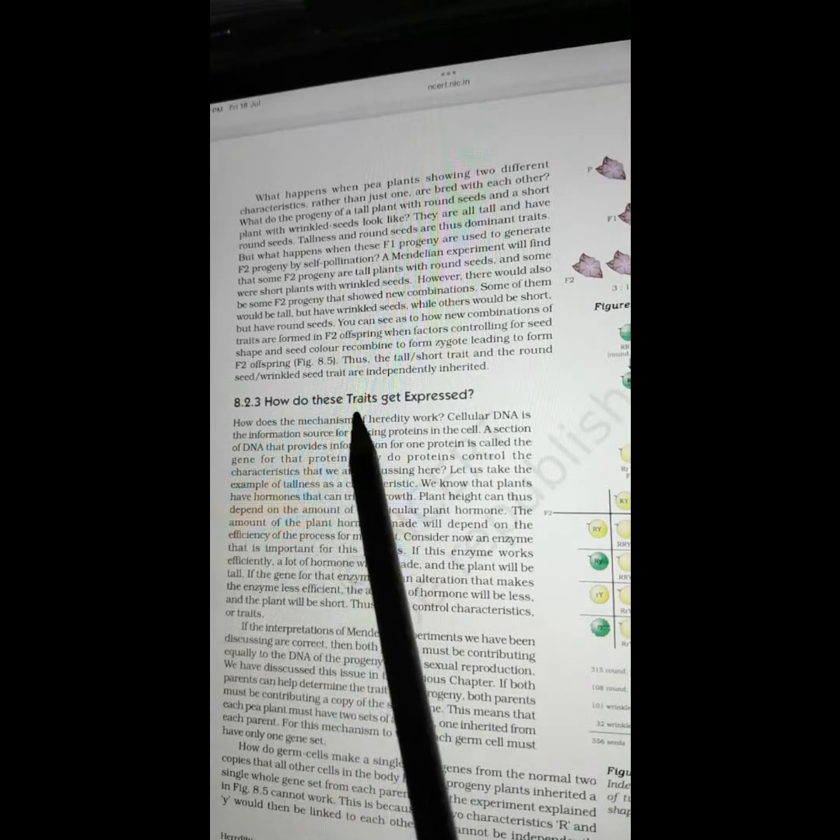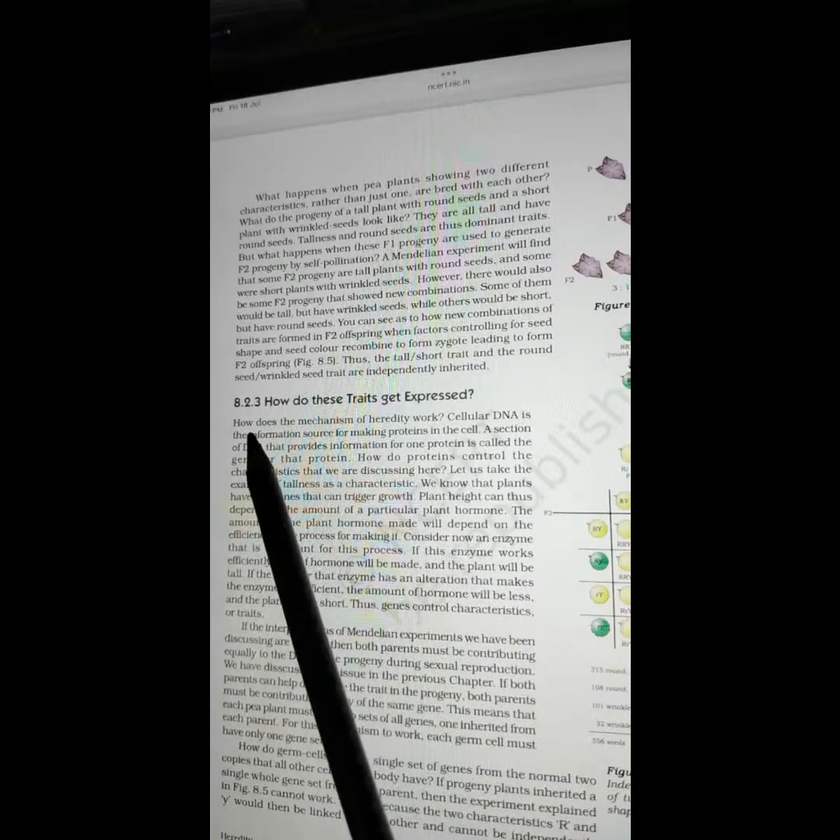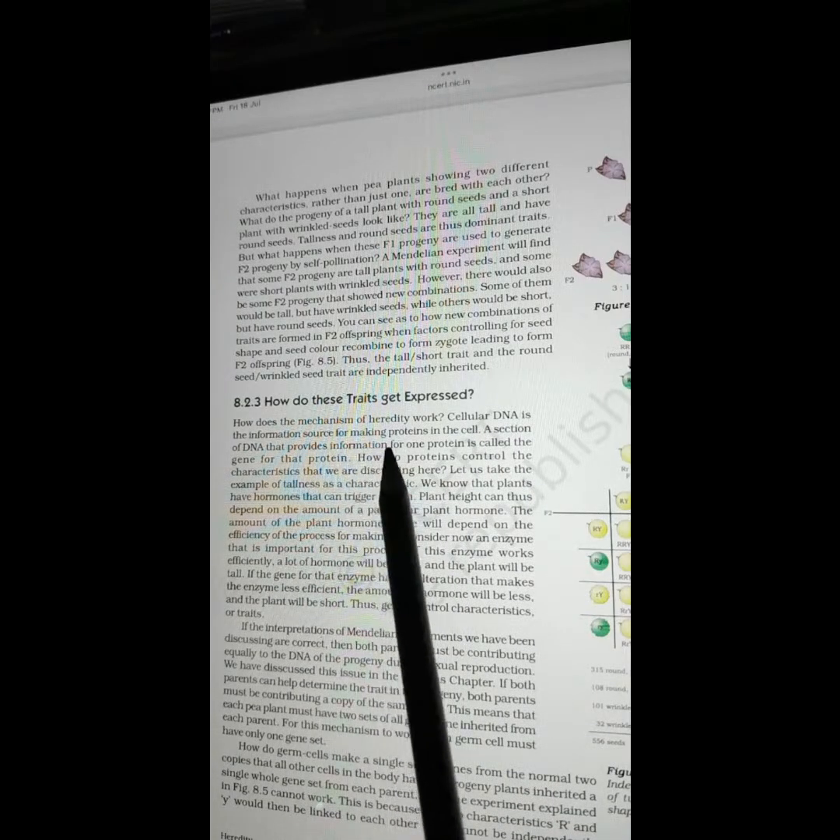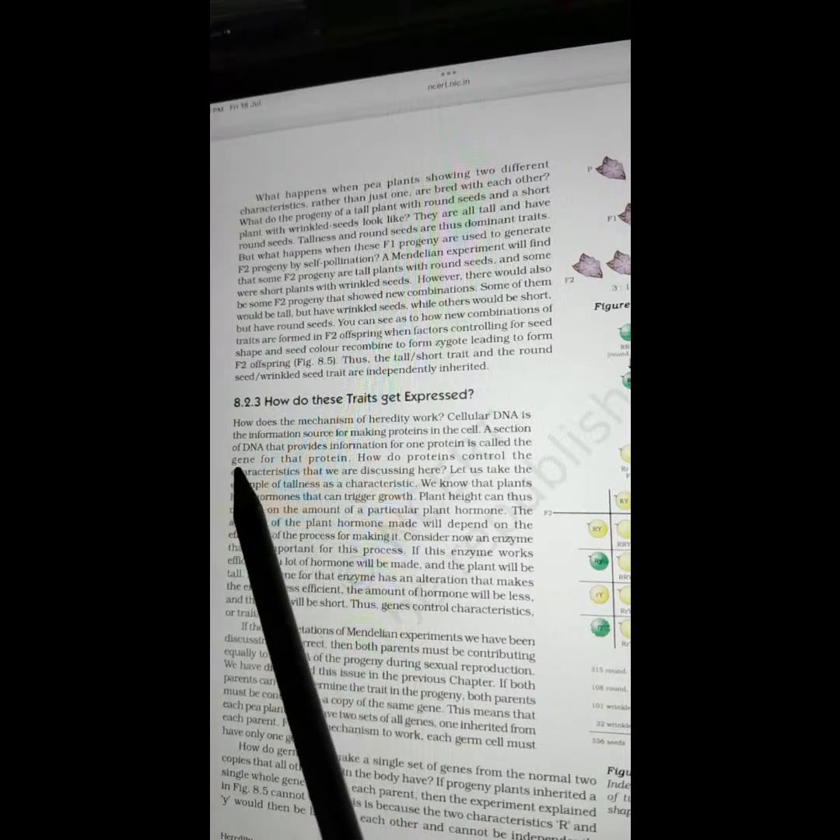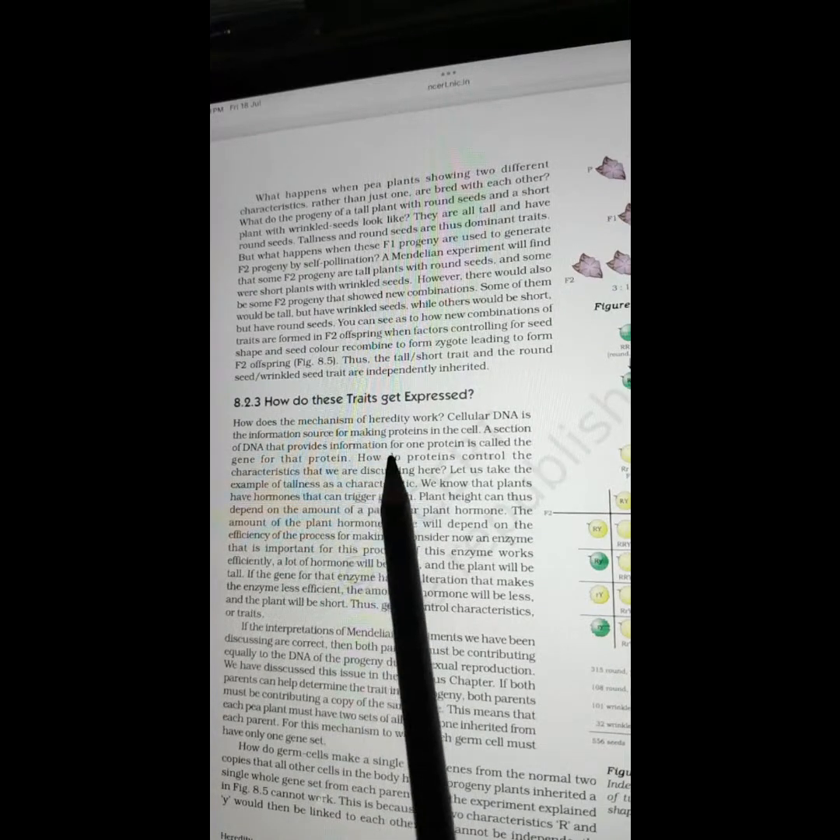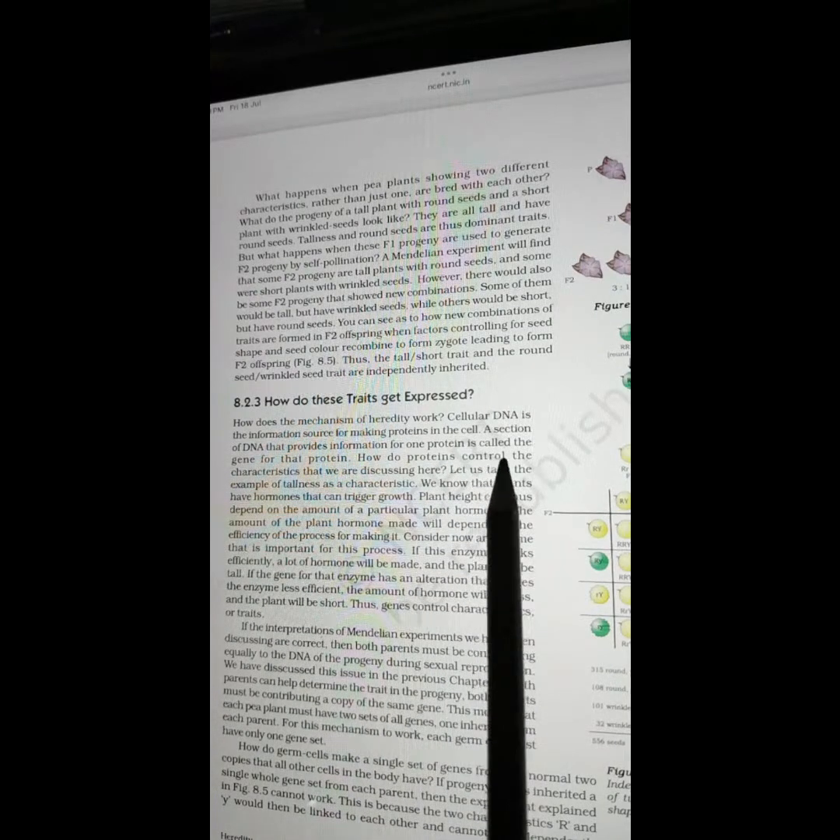8.2.3. How do these traits get expressed? How does the mechanism of heredity work? Cellular DNA is the information source for making proteins in the cell. A section of DNA that provides information for one protein is called the gene for that protein.